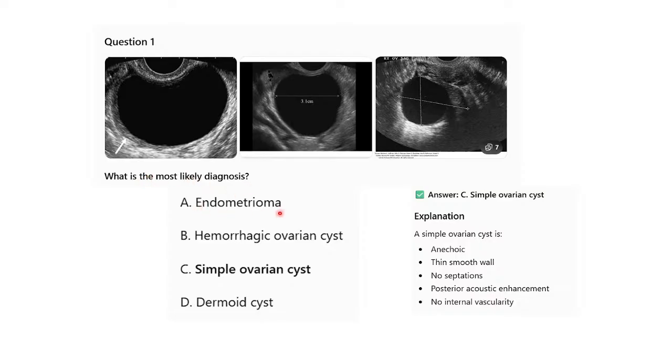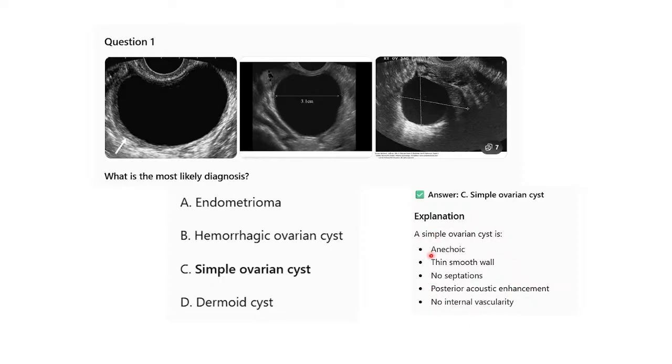A, endometrioma. B, hemorrhagic ovarian cyst. C, simple ovarian cyst. And then D, dermoid cyst. Let me repeat the question for you again. You can see that this cyst is anechoic. So the answer is C, simple ovarian cyst. Explanation: a simple ovarian cyst is anechoic with thin smooth walls. Listen here, thin smooth walls, because if the walls are thick, it can also be a corpus luteum cyst. No septations, posterior acoustic enhancement, and no internal vascularity. These are the characteristic features of a simple ovarian cyst.